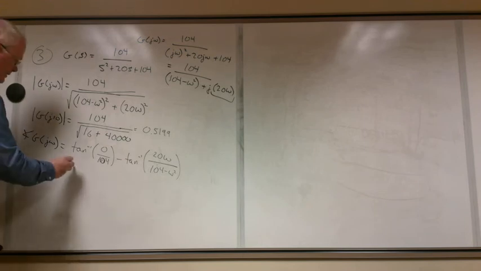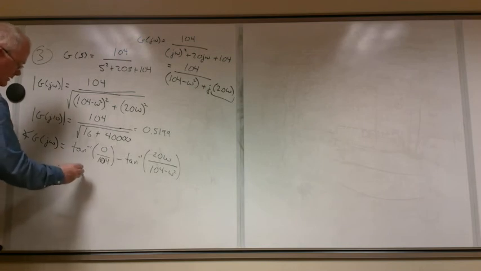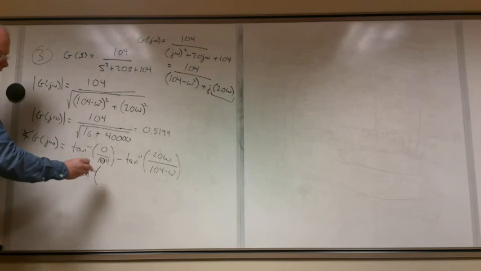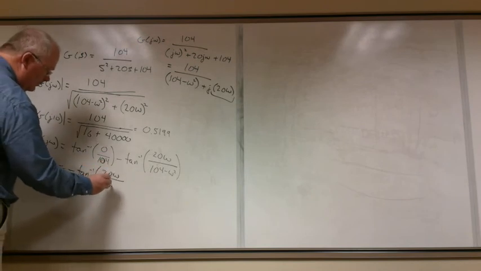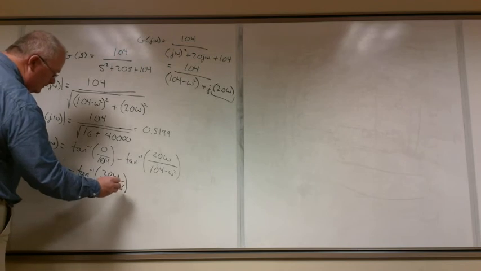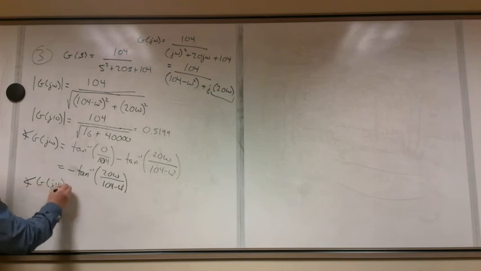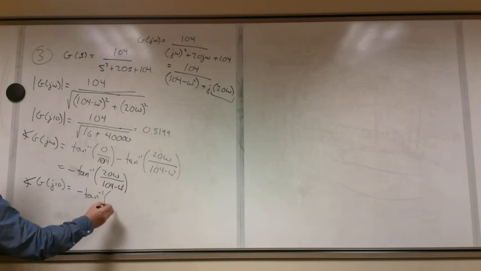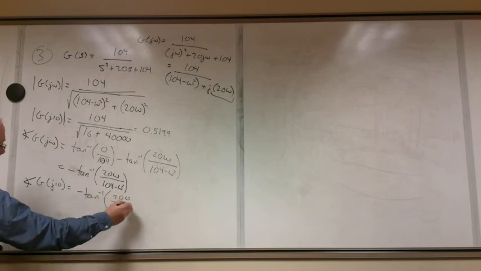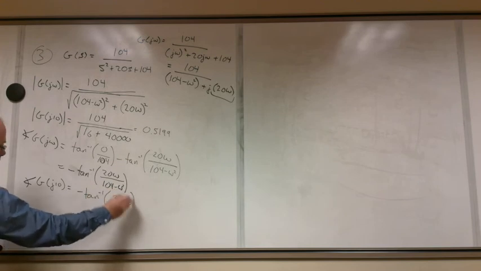So this is actually equal to 0 degrees, so let's get rid of that, minus the inverse tangent of 20 omega over 104 minus omega squared. And so the angle of G of j10 is going to be equal to minus the inverse tangent of 200 divided by 104 minus omega squared, which is going to be 4. All right?